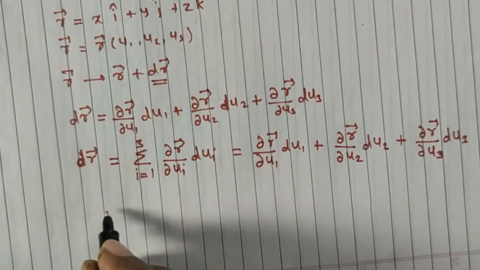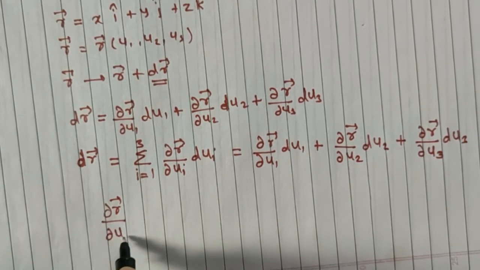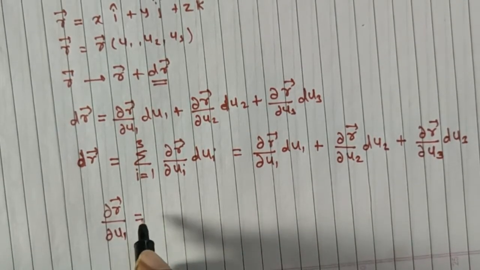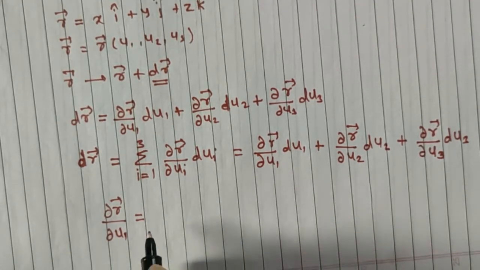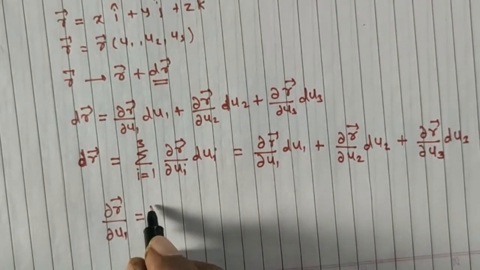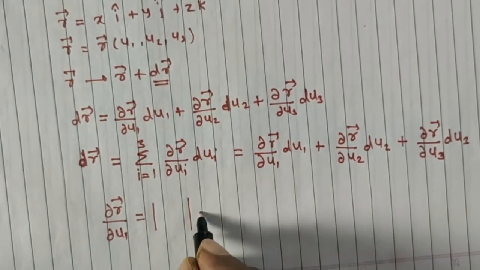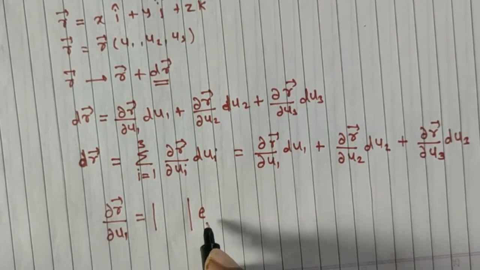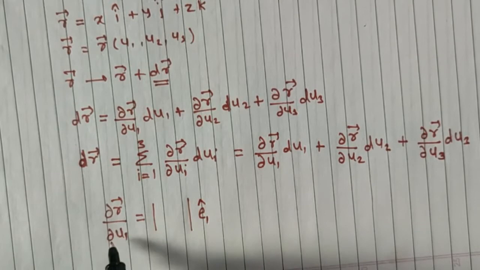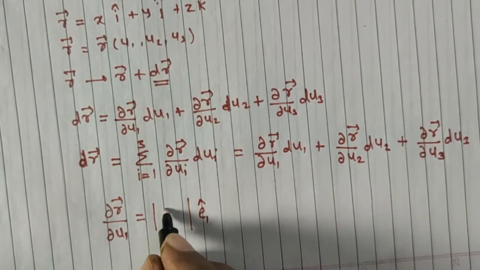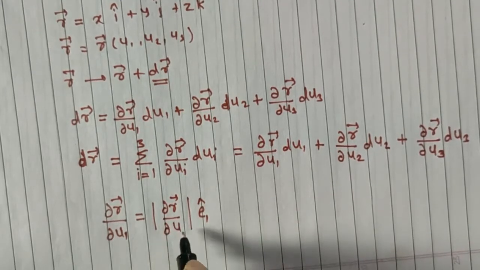Now we also saw that del r bar by del u1 is a vector. Because r bar is a vector, the derivative of r bar with respect to u1 will be a vector. I can write any vector in terms of its magnitude and some unit vector along that vector. So that is e1 along this del r bar by del u1, and its magnitude will be the magnitude of del r bar by del u1.